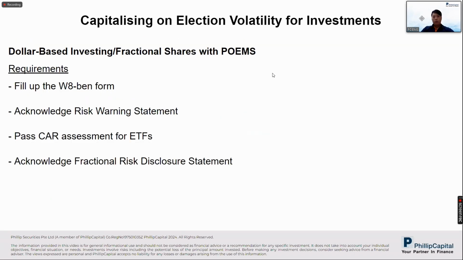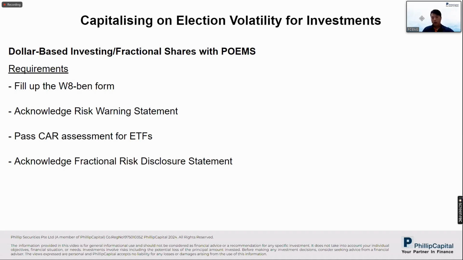So for dollar-based investing, fractional share with bullion, what are some of the requirements? Of course, if you wish to trade in the US market, the very first thing is the W-8 form needs to be filled. This is to declare that you are not a US tax resident. If this is not done, let alone fractional share, normal share investing in the US market is not possible.